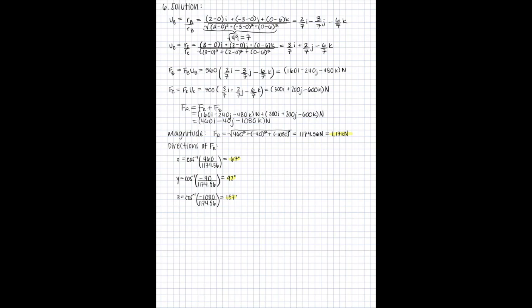And then to solve for the magnitude, we just take each of those components, square them, and take the square root, which results in 1,174.56 newtons, or 1.17 kilonewtons. Then to find the directions of the resultant force for each component, you take the inverse cosine of each, which would be the inverse cosine of 460 over the magnitude, which results in x being 67 degrees, y being 92 degrees, and z equal to 157 degrees.